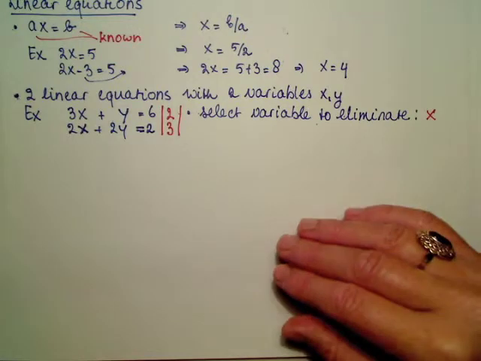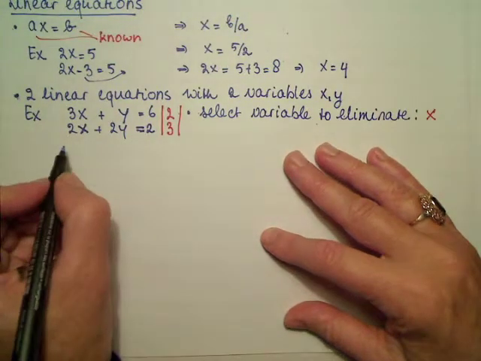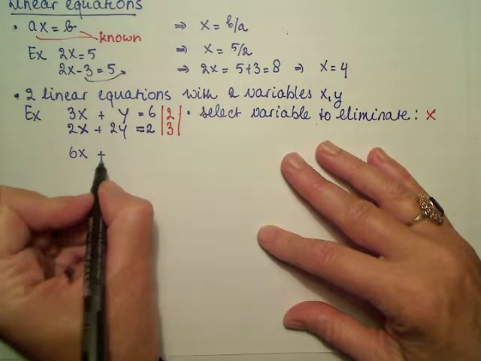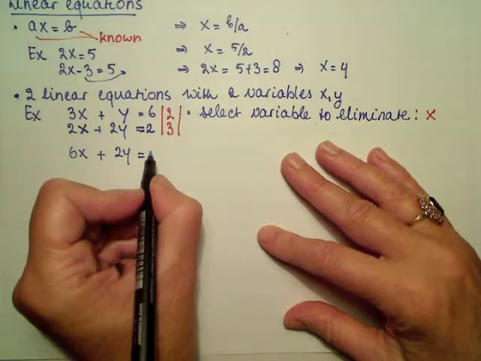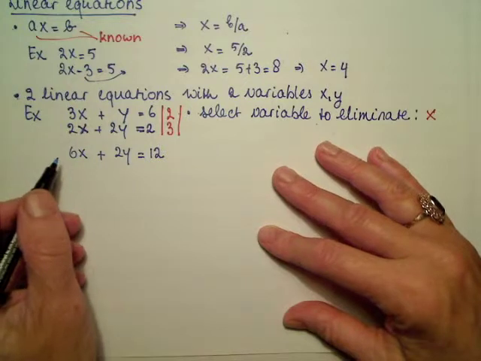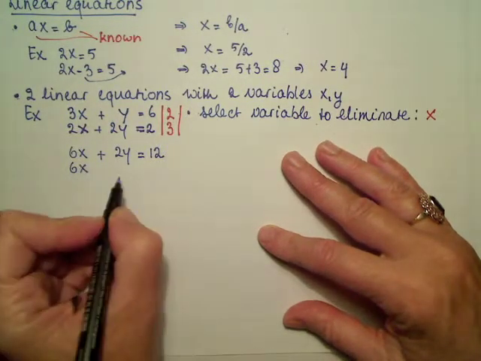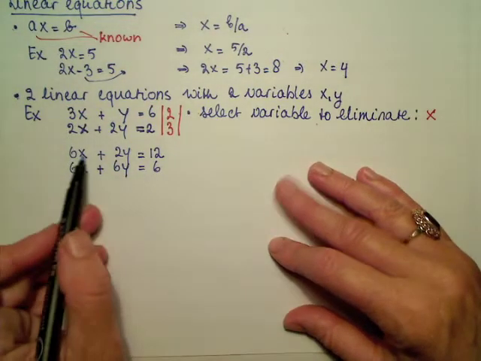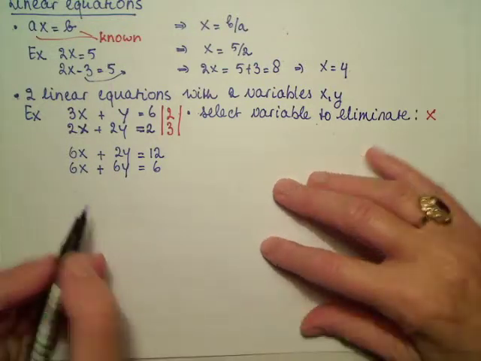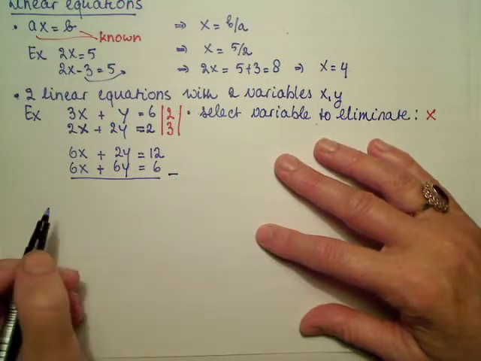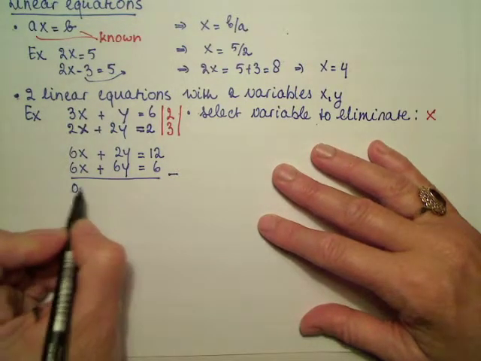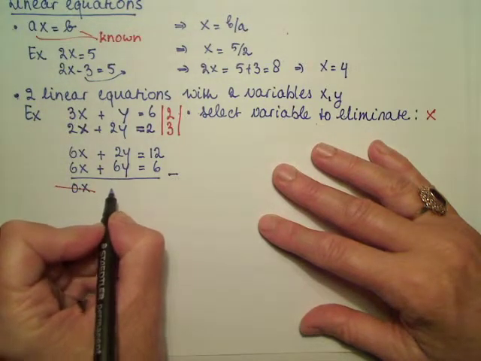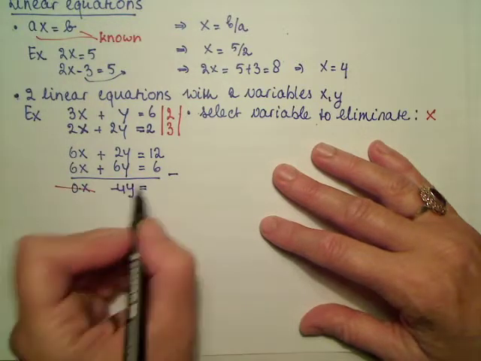And if we do this, then what do we get? We get, as the first equation, 2 times 3x plus 2 times y equals 2 times 6 equals 12. And the second equation is multiplied by 3, so we get 3 times 2x is 6x plus 3 times 2y is 6y equals 3 times 2 is 6. And now what we see is that x has the same coefficient in both equations. And the way to get rid of x is by subtracting these two. And then we get 0 times x, which cancels, plus 2y minus 6y is minus 4y, and this is equal to 12 minus 6, which is 6.